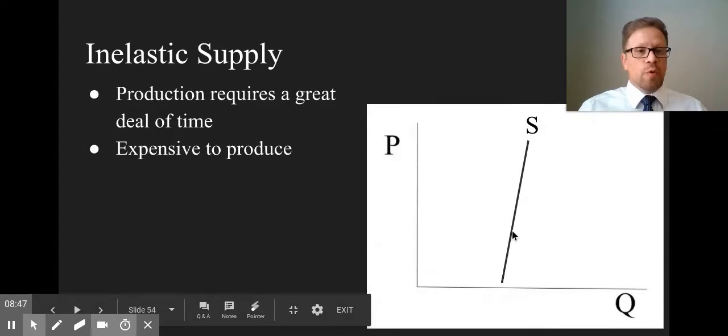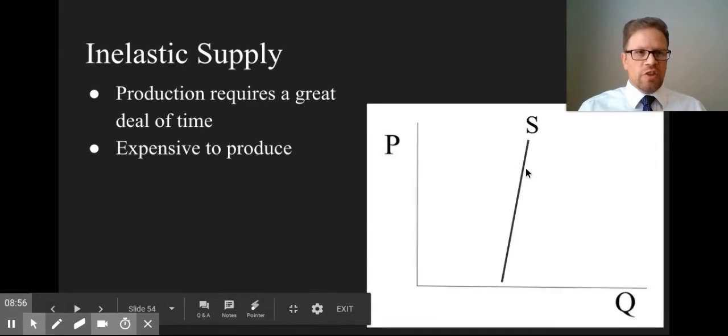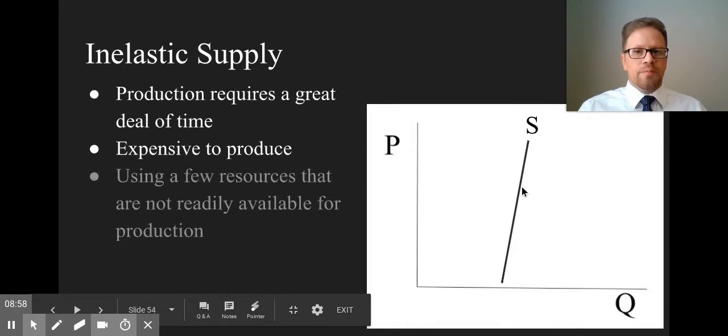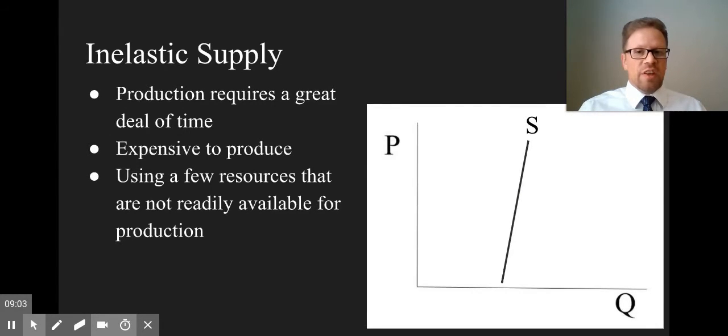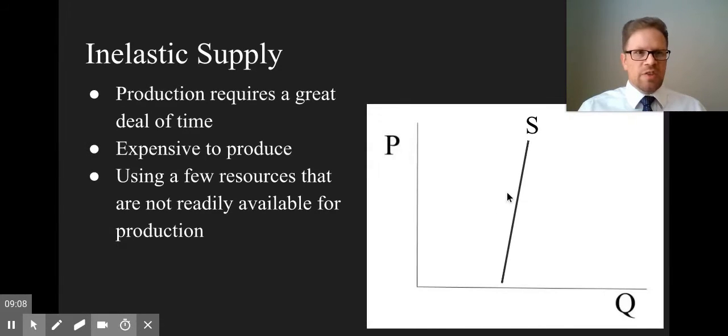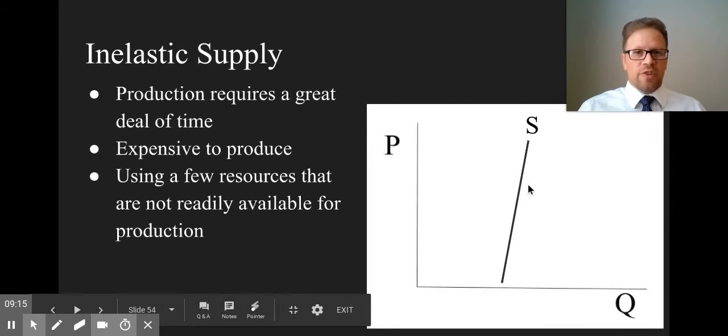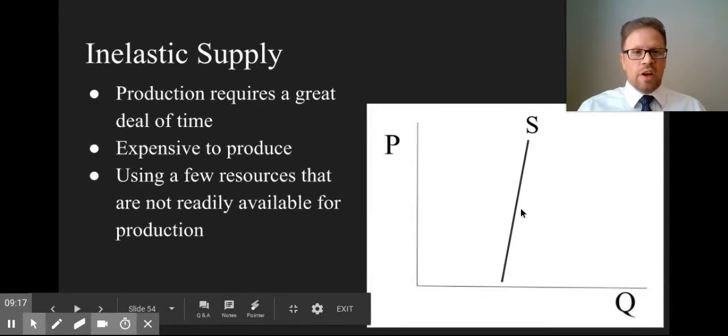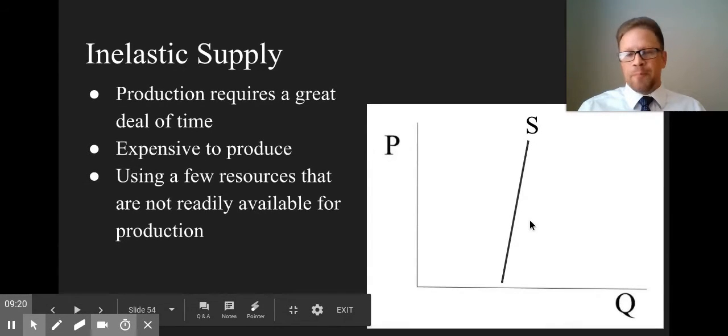Also, expensive to produce. If the product that you are in fact making is a very expensive one to make, just because the price of it goes up does not translate to it being that easy to actually increase your production of the product. And also, using a few resources that are not readily available for production. So if the resources it takes to produce whatever item it is, let's say a nuclear bomb, well, those resources aren't just lying around, so it's very difficult to actually go out and produce that product. So therefore, you're not going to notice a dramatic difference in that.